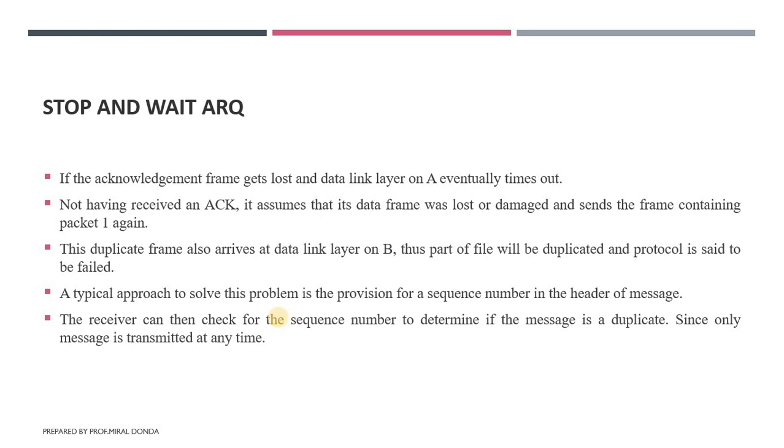A typical approach to solve this problem is the provision of a sequence number in the message header. The receiver can then check the sequence number to determine if the message is a duplicate, since only one message is transmitted at any time. Suppose packet 5 is already received, and again this packet is received at the receiver end. By just comparing the sequence number, we can make sure whether this packet is duplicated or not, and if duplicated, we can discard that packet. So this is how duplication is removed.